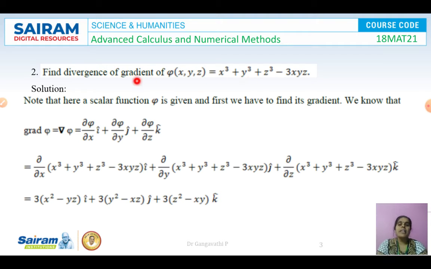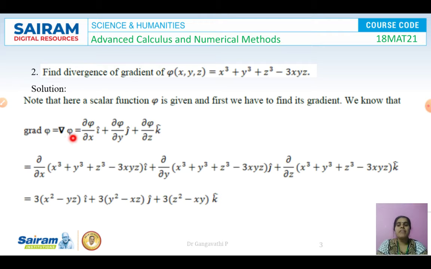So on applying the gradient, this scalar function gets converted to a vector. We know gradient of a scalar always results in a vector. So once gradient is applied on the scalar function, we get a vector. So divergence can be operated on that vector in order to get the required result. And what does this grad phi represent? Grad phi represents a vector normal to the surface. So let us define grad phi.